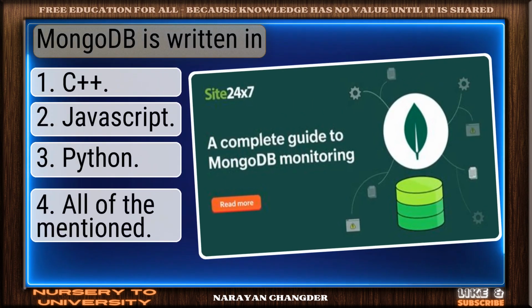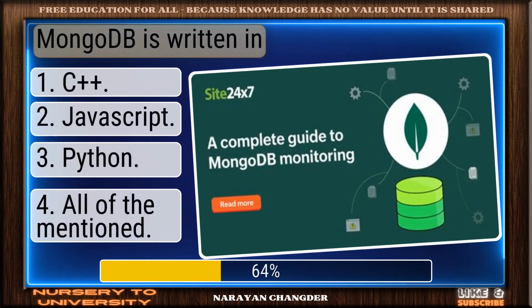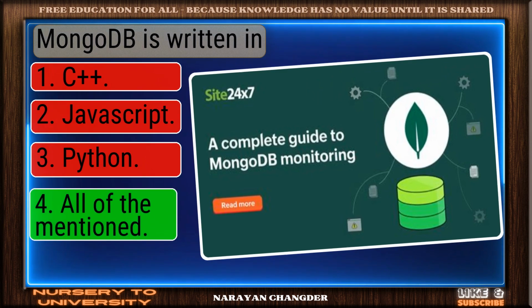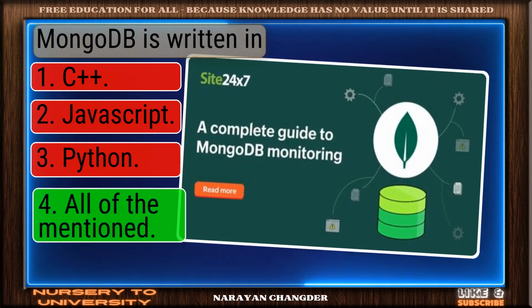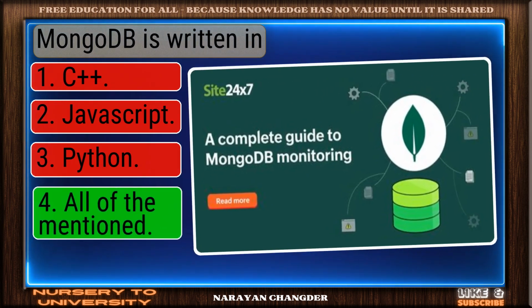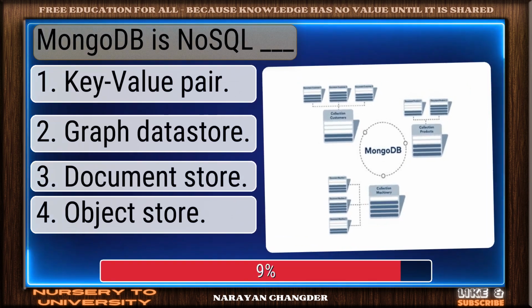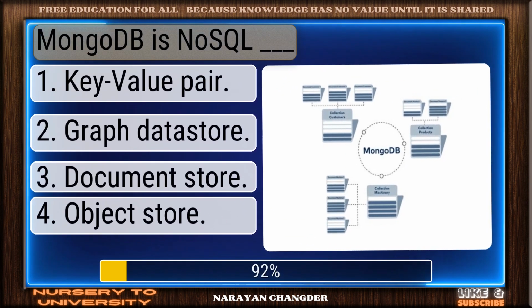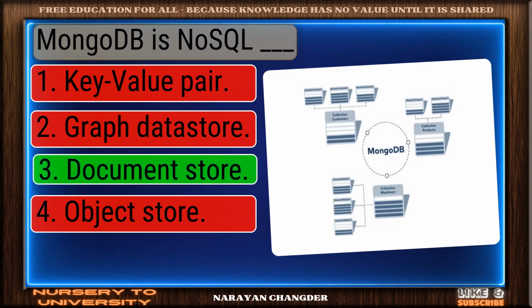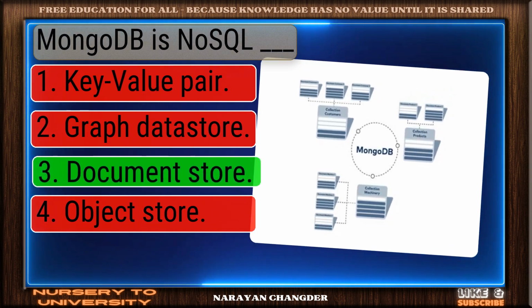Question number 77. MongoDB is written in. Perfect. All of the mentioned is the correct choice. Question number 78. MongoDB is NoSQL dash. On track. Document store is the correct answer.